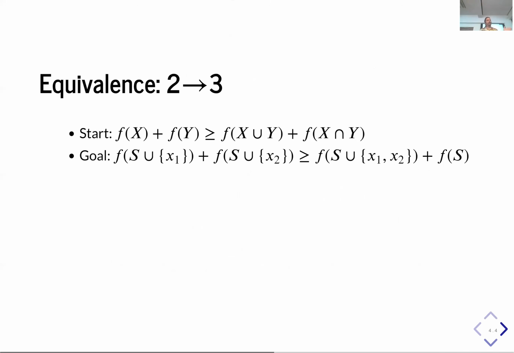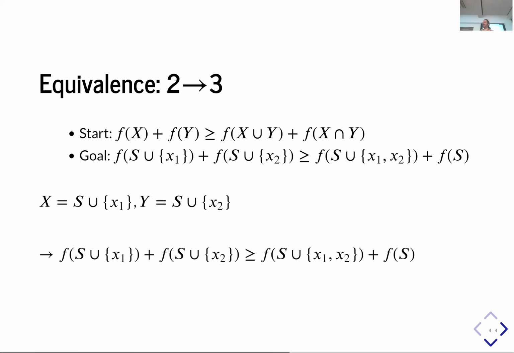So as hypothesis, you know that if you've got X and Y, the value is greater than the union plus the intersection, and you want to show this with X1 and X2. This is a kind of easy one. Anyone wants to say? X is S union X1 and Y is S union X2. Yeah, exactly. Very simple, very easy.